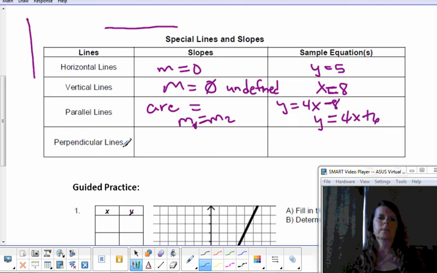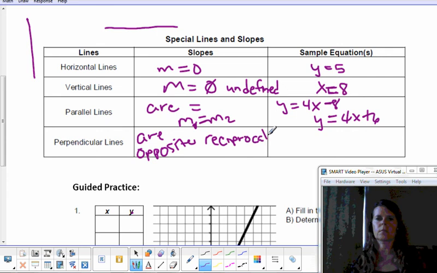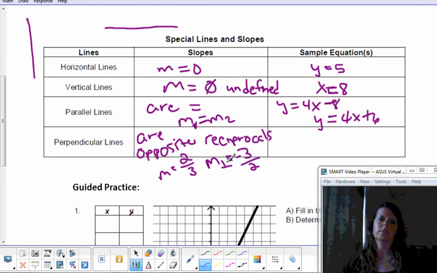There you go. Perpendicular lines are opposite reciprocals, or negative reciprocal. So in other words, if my slope is 2/3, the slope of the perpendicular, I write like this, flip it over, and make it negative. And again, that's an equal sign. That looks funny, as usual.